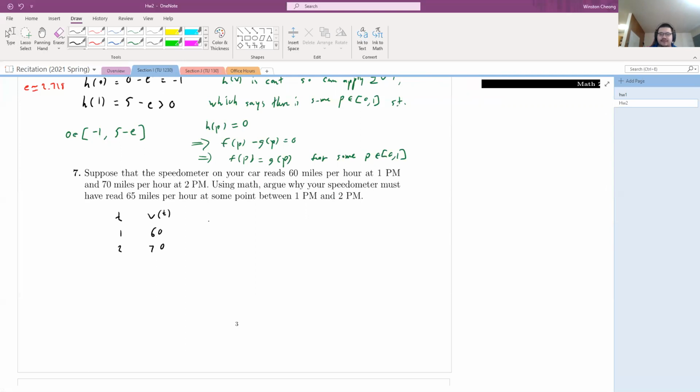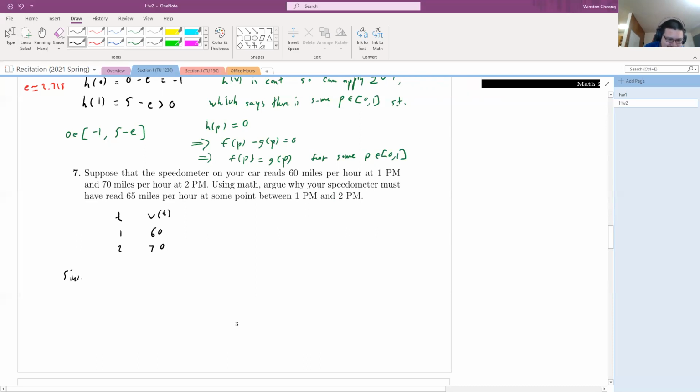In order to use IVT, we need continuity of some function. So the function in question is going to be this velocity function. We want to assert that the velocity function is continuous, and then we can use IVT. So what does this say? Using math, argue why the speedometer must have read 65 miles per hour at some point between 1 p.m. and 2 p.m. Well, actually, we can just apply IVT.